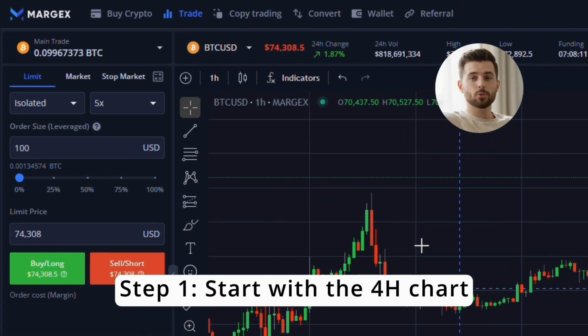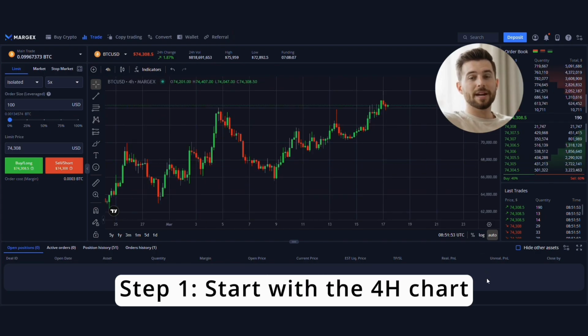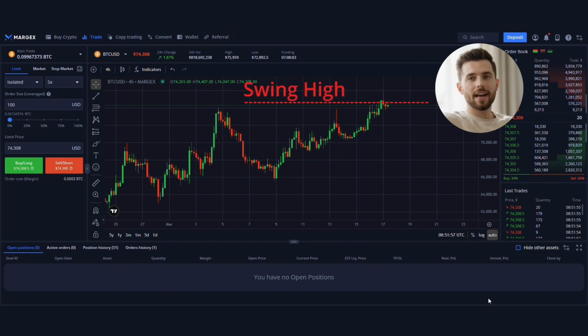Open Bitcoin and switch to a higher time frame first, like the 4-hour chart. Higher time frames make important levels much easier to see. Now mark the last clear swing high and the last swing low. These are usually the areas where price reacted strongly before.